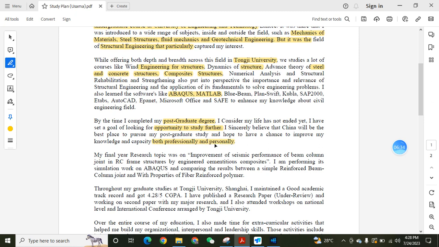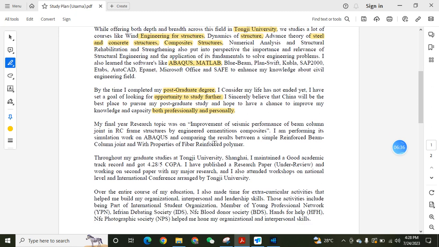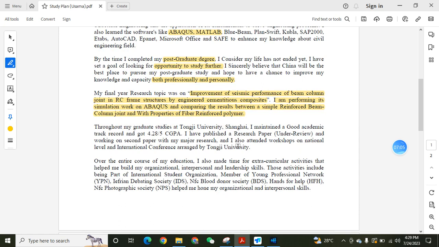Then you mention your aim, and then you tell about what your final year research topic was in bachelor's or master's, or whatever you are doing. I wrote that my final year research topic was the improvement of seismic performance of beam column joint in RC frame structure by ECC. And then you tell if you did simulation work or lab work. Then I explained a little bit, like 2-3 lines. You can explain what you actually did in your project.